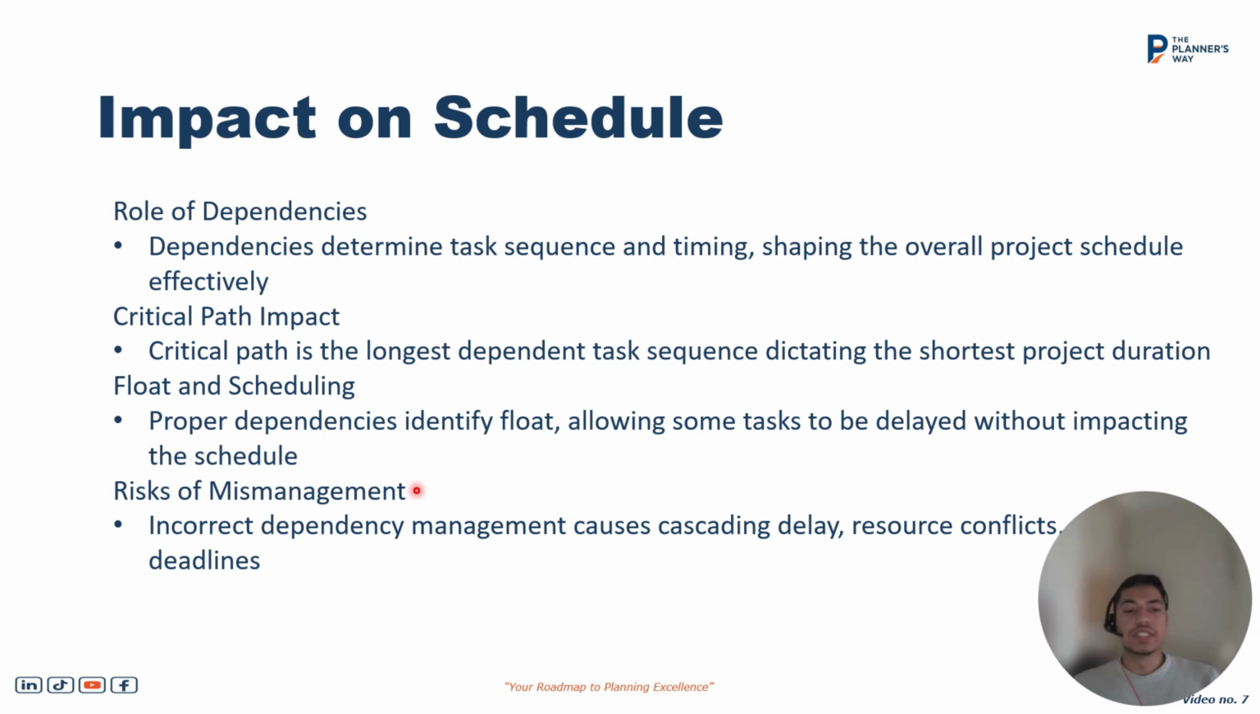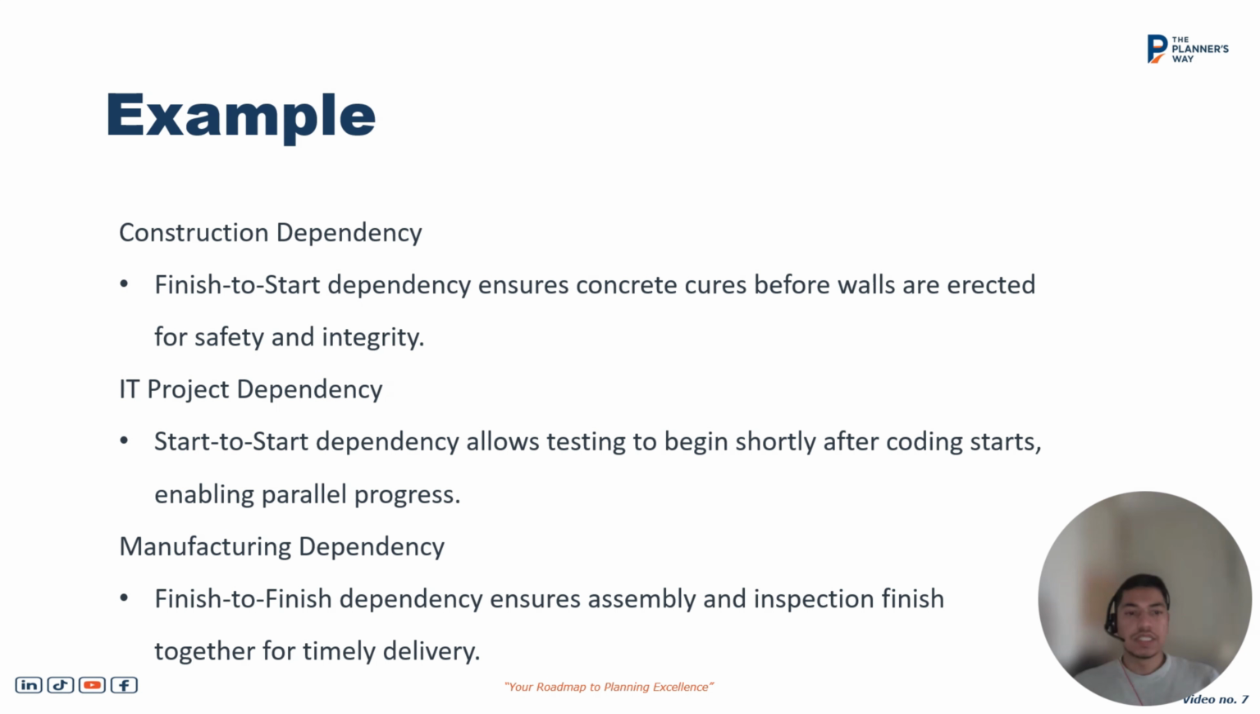What this means is if we have incorrect dependency, it will cause cascading delays. That means one delay will cascade onto the other. If tasks A and B have hard and fast logic and task A is delayed, then task B will automatically follow. Let's take a couple of examples which will demonstrate how finish to start works, how start to start works, how finish to finish works.